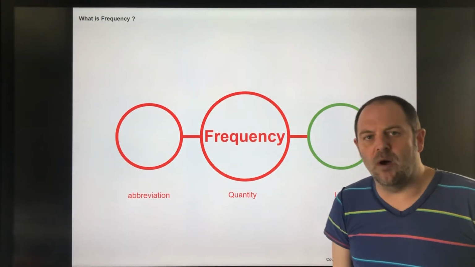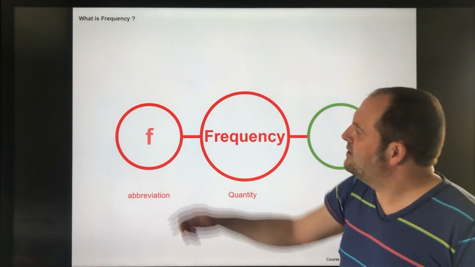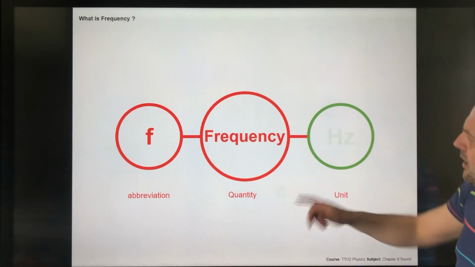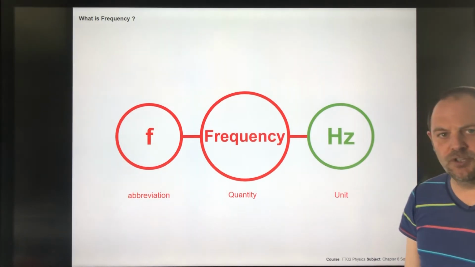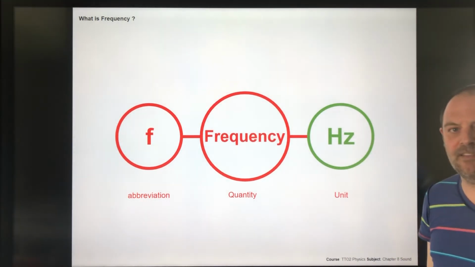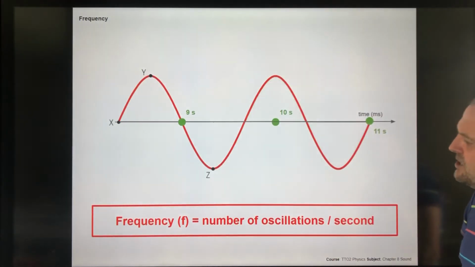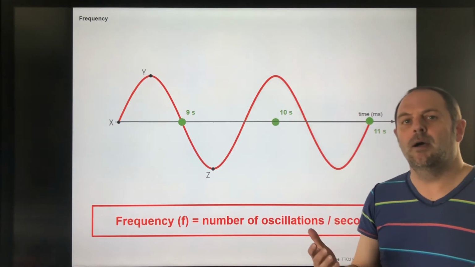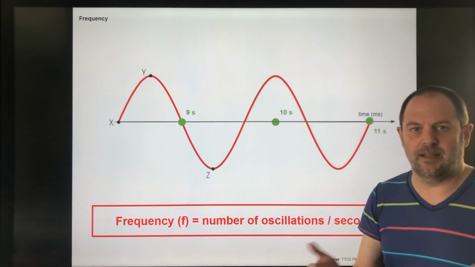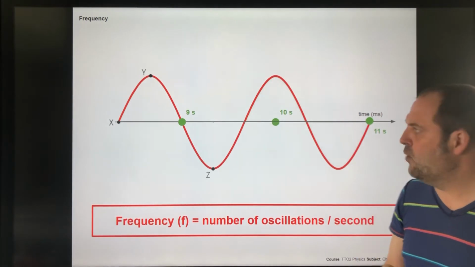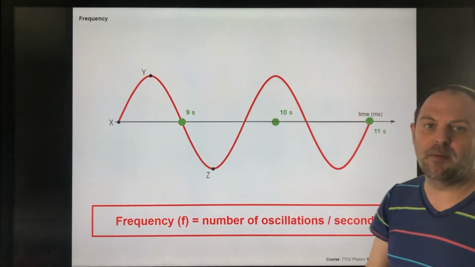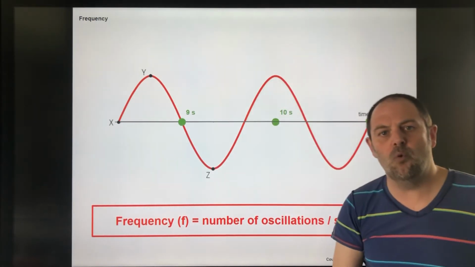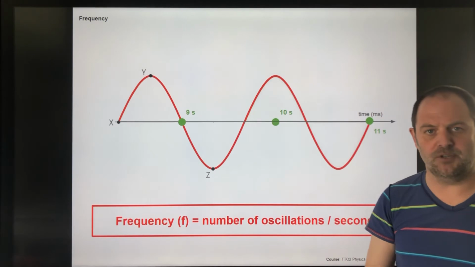So the frequency is a quantity that we can study, and the abbreviation for it is a lowercase f. The unit for it is Hertz, a capital H and a lowercase z. The frequency is the number of oscillations per second. So you always need to look in the graph for 1 second. It doesn't matter if you start at 0 and end up at 1. You can also start over here at 9 and end up at 10. In that case, this is half a wave, this is a quarter of a wave, so it's 0.75 Hertz.